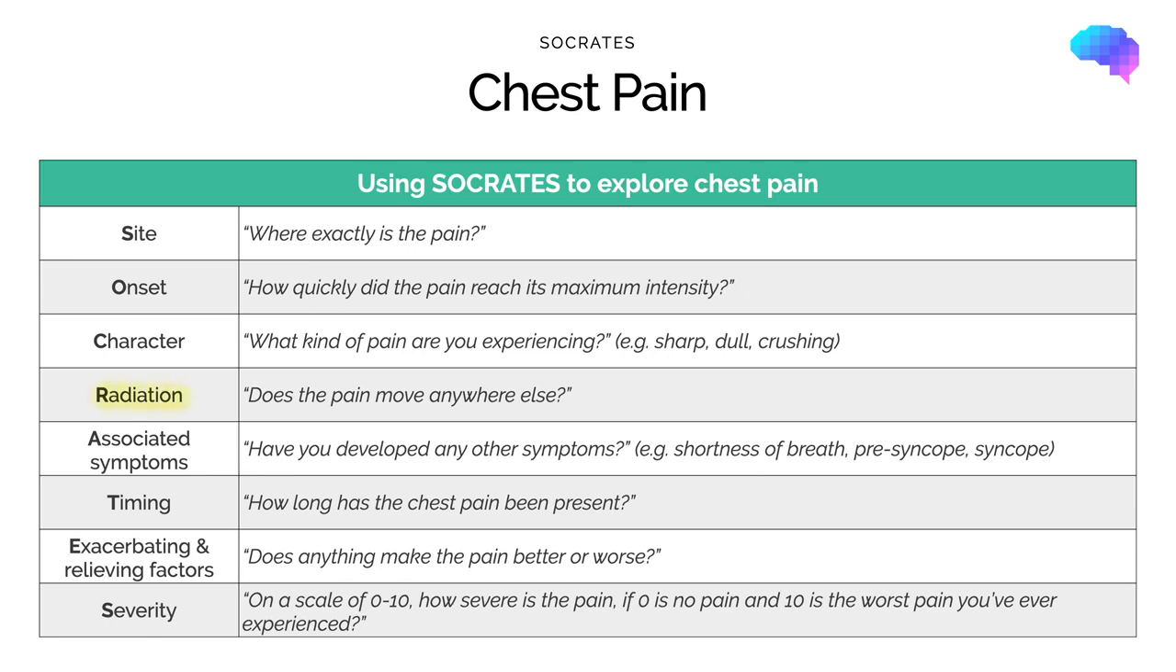Radiation, does the pain move anywhere else? Associated symptoms, we can ask the patient if they've developed any other symptoms. We might want to specifically ask them about relevant symptoms, such as shortness of breath. Timing, we want to ask the patient how long the chest pain has been present, and whether it's changed over time. Exacerbating and relieving factors involves asking if anything makes the pain better or worse. And finally, severity, we could ask the patient to grade the chest pain on a scale of 0 to 10.